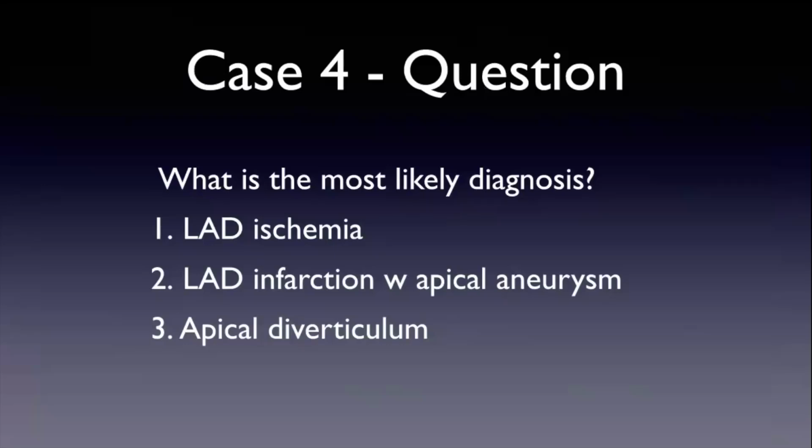If it was LAD infarction with apical aneurysm, the rest of the apex moves very well. The anterior wall moves normally. It's pretty focal, yeah, a focal area of infarction and aneurysm. But is it focal enough to call an apical diverticulum? Now, the other thing is it's not contractile, right? No.